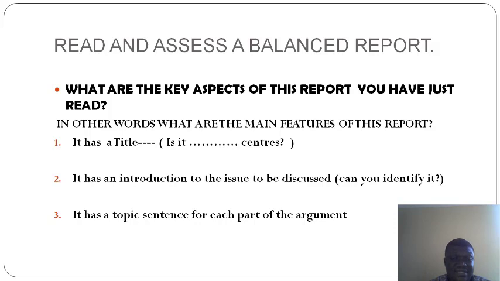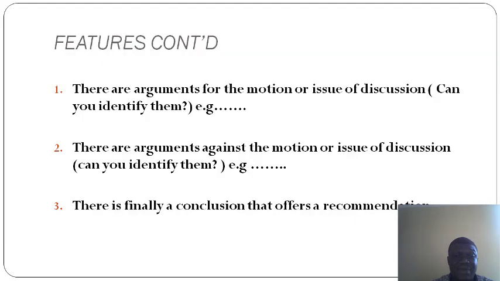The other thing is a topic sentence. Number 3, it has a topic sentence for each part of the argument. Now, I need you to identify the topic sentence. I'm sure you have found it already as you read the page above.